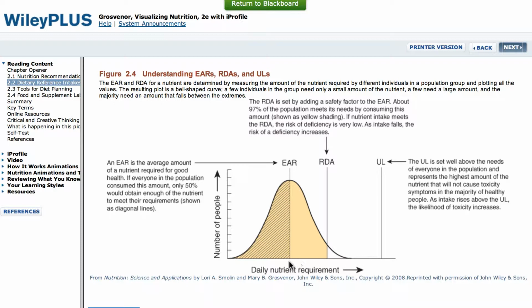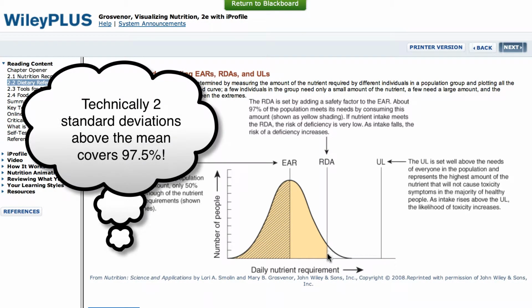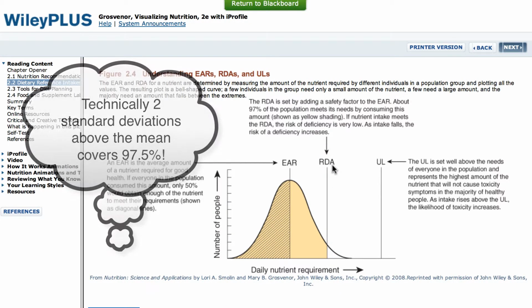So most people, when you're looking at a normal curve, fall around the middle or the average. So a lot of people have a daily nutrient requirement that's in the middle, and that would be your estimated average requirement, your EAR. And then scientists determine the recommended dietary allowance typically by going 2 standard deviations above the mean or above the average. So this is the mean. They go 2 standard deviations above that, and this way it ends up that 95% of the people will be covered by the recommended dietary allowance.